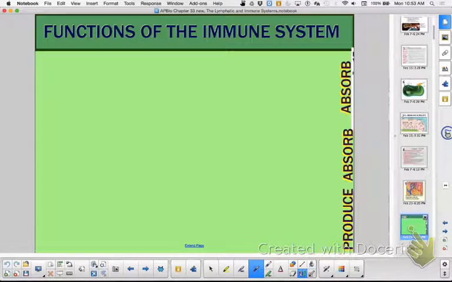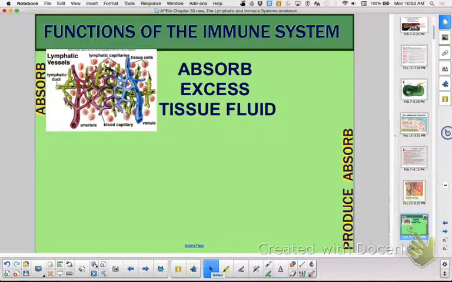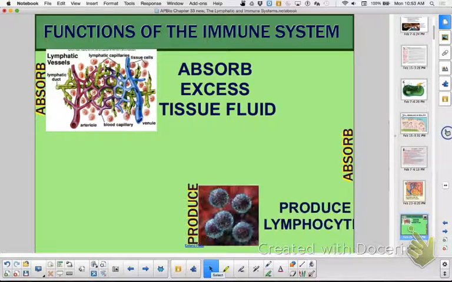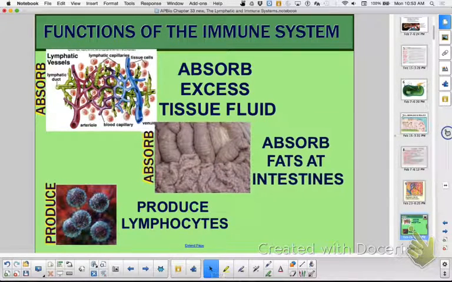So there are other things besides absorbing tissue. That's one of the things that happens: you absorb excess tissue fluid. And you do produce lymphocytes, but one that sometimes gets forgotten is that you absorb fat in the microvilli of your small intestines, in your lacteals. So your lymphatic system also absorbs fat besides all of these immune responses that we discussed.